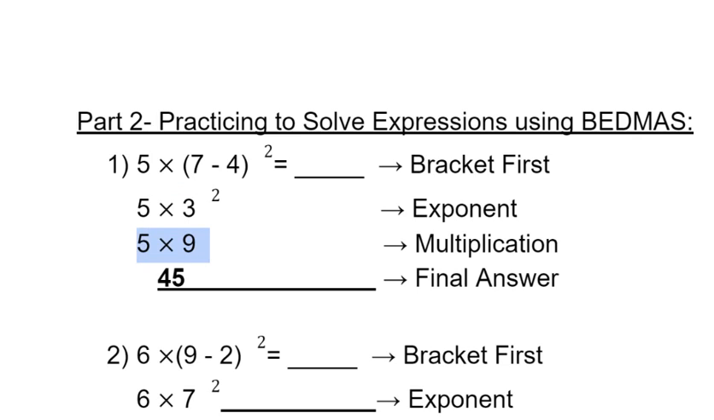And now we write it again. And then the final part is the multiplication part. So it's 5 times 9, which is 45. And then that would be your final answer.